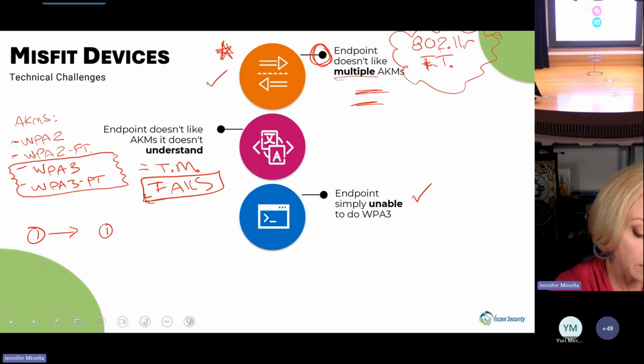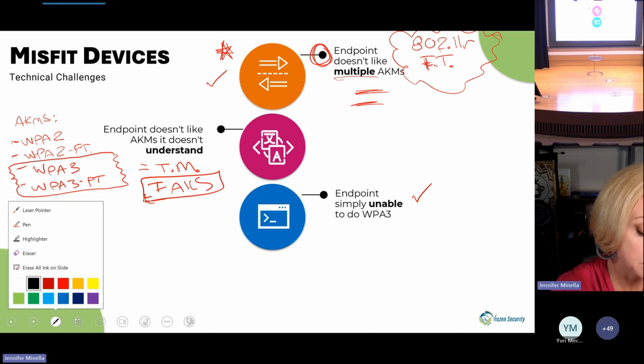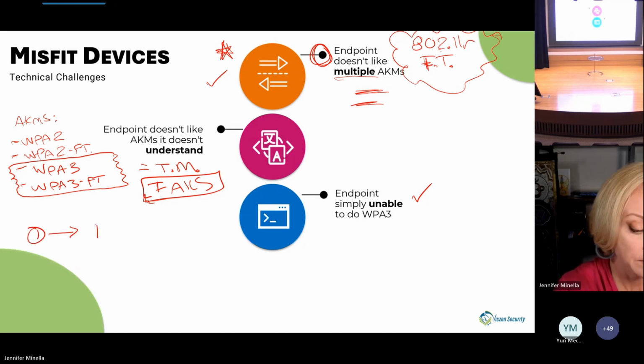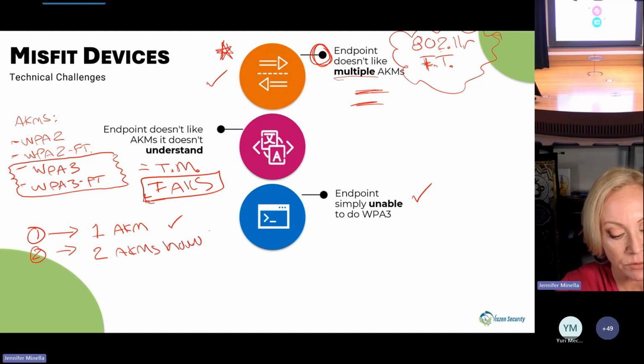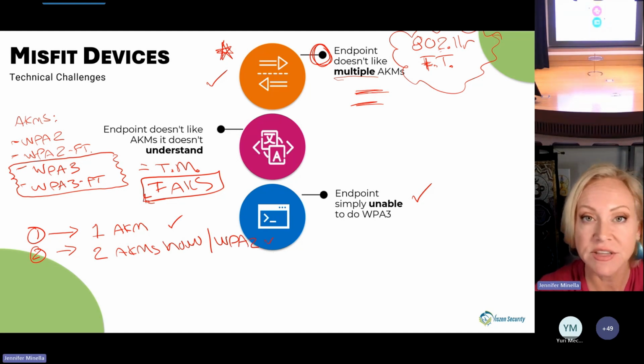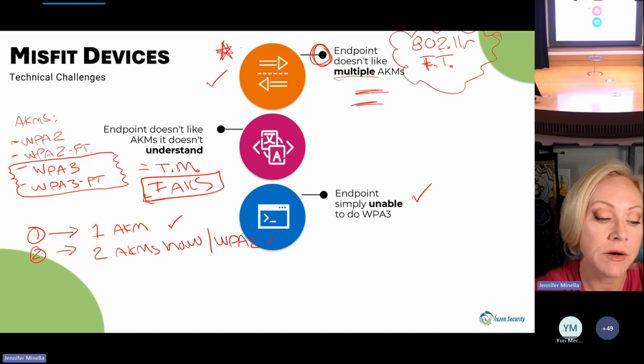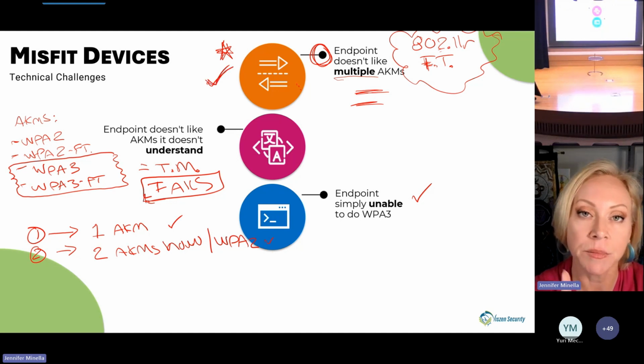Sorry, let me back out of that one real quick. Too many ones with circles. Okay, 1 AKM. If the endpoint goes, okay, yep, I connected, no problem. Test 2 is, let me present it with 2 AKMs that are known. And so specifically, I would say these are WPA2 AKMs, right? The endpoint connects to that. We know that this isn't the problem up here, right? Multiple AKMs is not the problem.